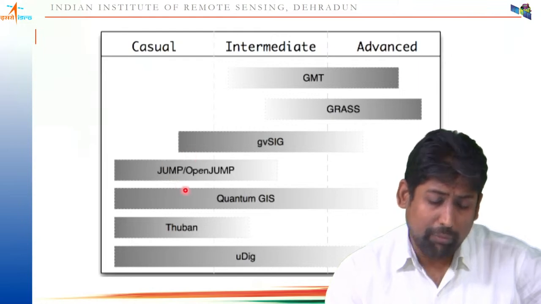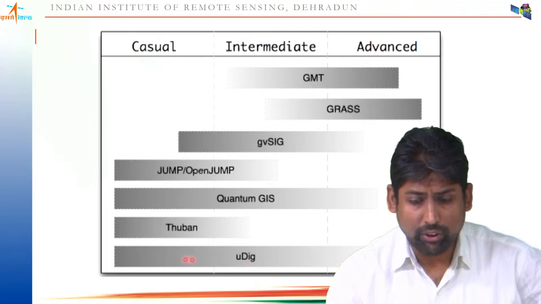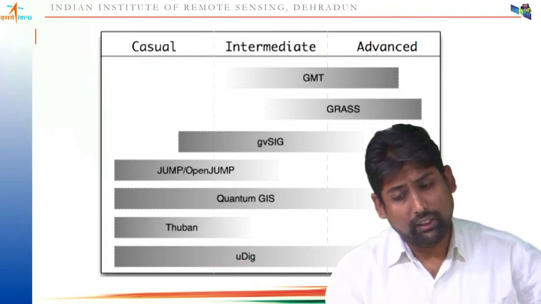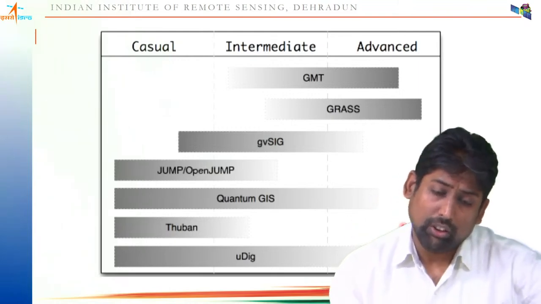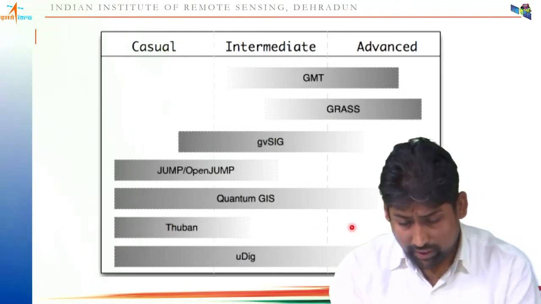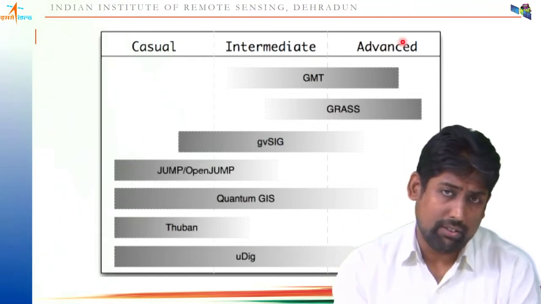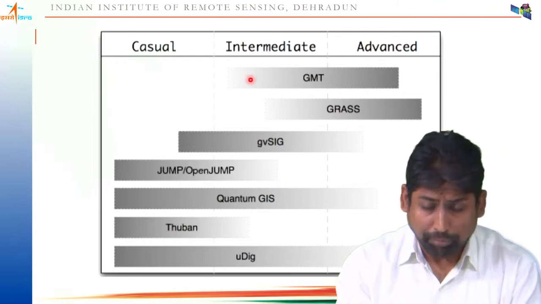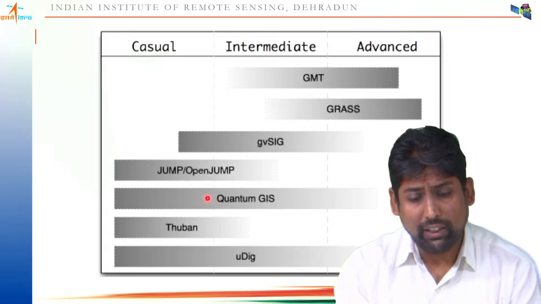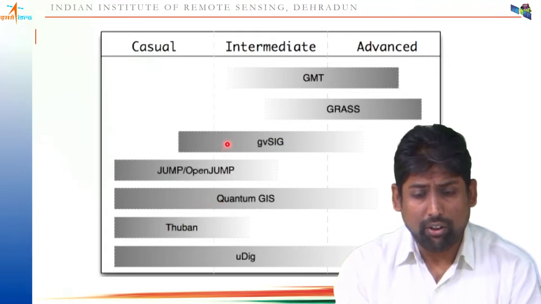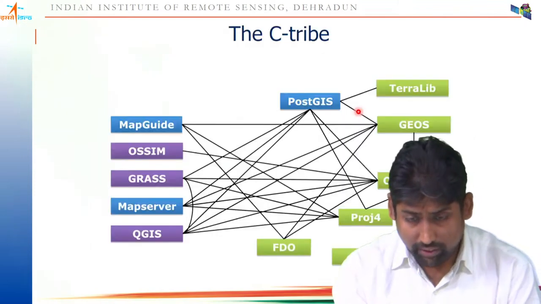So for Java based users, you can use Jump, and then there is MuDig, which is also a popular software. There is another software called Saga, which is for a bit advanced users. So this slide just tells about, based on what kind of GIS, remote sensing GIS user you are, that software you should opt for. So for beginners, I would suggest QGIS. For intermediate to advanced users, I would suggest GRASS GIS.